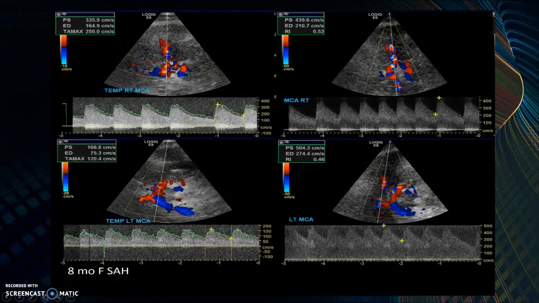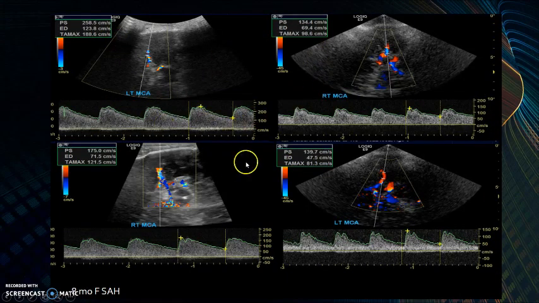Here's another 8-month-old female who was found to have a subarachnoid hemorrhage, which was thought to have happened from a fall. So in the first exam, you see the velocities on the right were elevated, 336. The left was normal. Eventually, the right went higher. The left went high as well, up to 504 centimeters per second. Finally, declining over time to normal values.